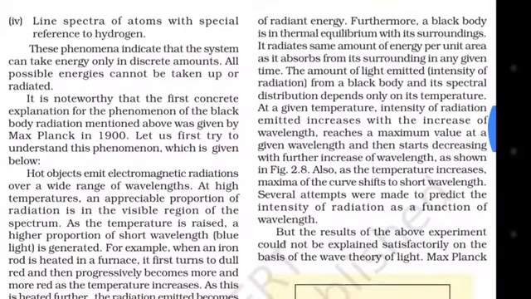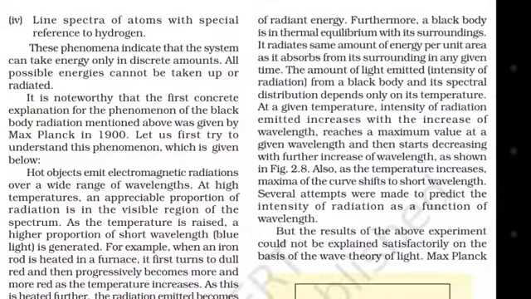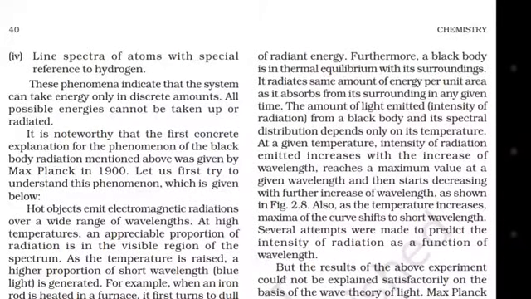Now fourth, line spectra of atoms with special reference to hydrogen. This phenomenon indicates that the system can take energy only in discrete amounts. All the possible energies can be taken up or radiated. It is noteworthy that the first concrete explanation for the phenomenon of blackbody radiation mentioned above was given by Max Planck in 1900. Let us first try to understand this phenomenon, which is given below.